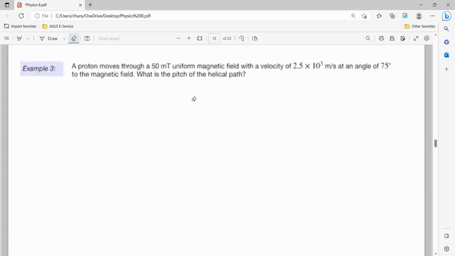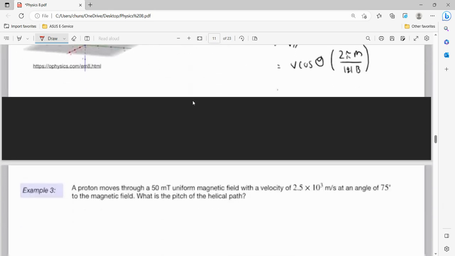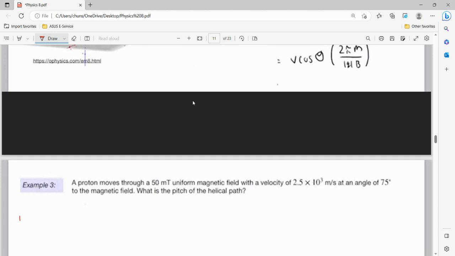Okay, example 3. A proton moves through a 50 millitesla uniform magnetic field with a velocity of 2.5 times 10 to the 3 meters per second at an angle of 75 degrees. So what is the pitch of the path? Using our equation above, we're going to use p is equal to v cos theta times 2 pi mass over QB.